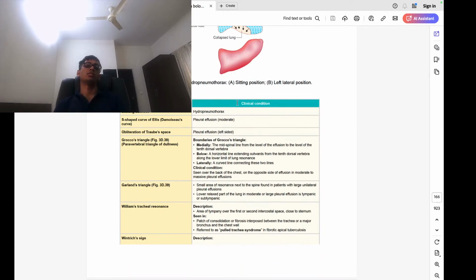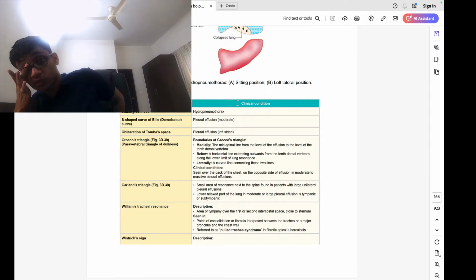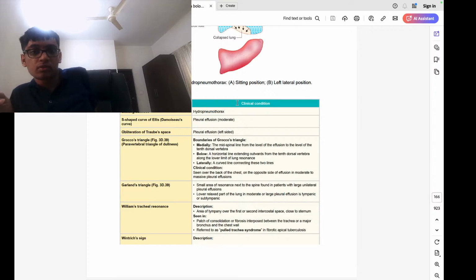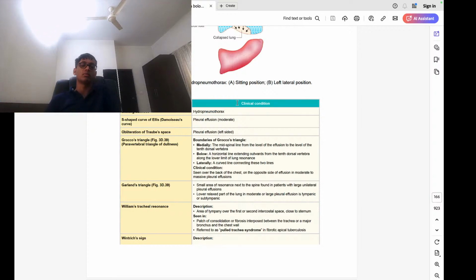Special findings in percussion. Shifting dullness is seen in pneumothorax. The S-shaped curve of Ellis-Damoiseau is seen in moderate pleural effusion, and obliteration of Traube's space in pleural effusion of the left side. Grocco's triangle: the boundary of Grocco's triangle is as follows.